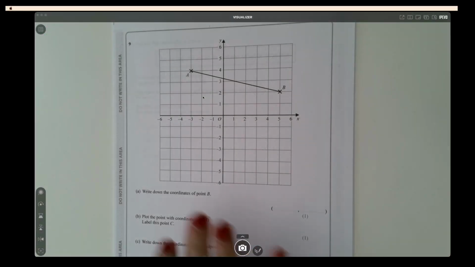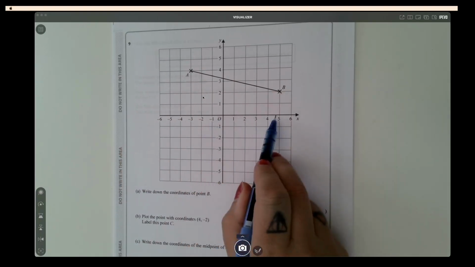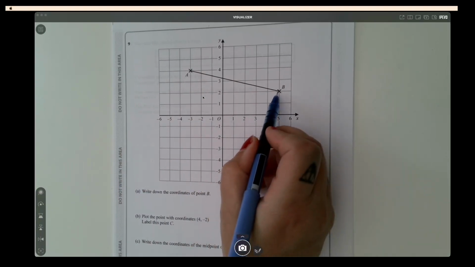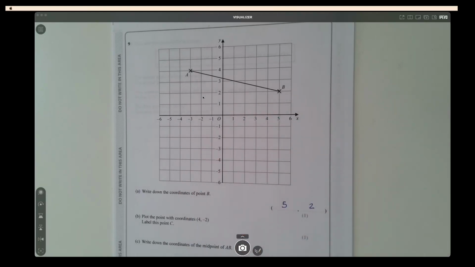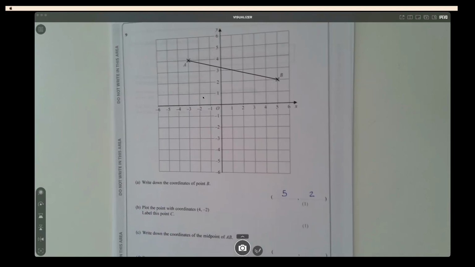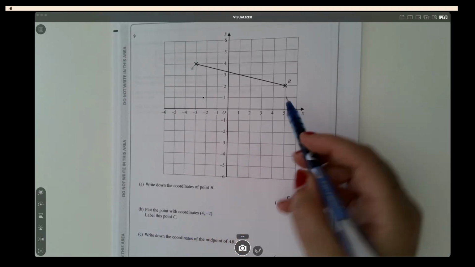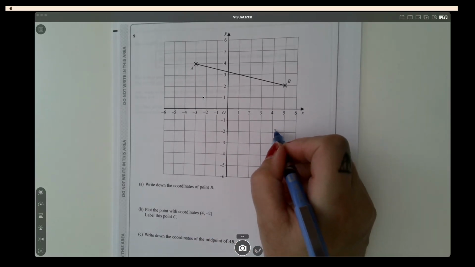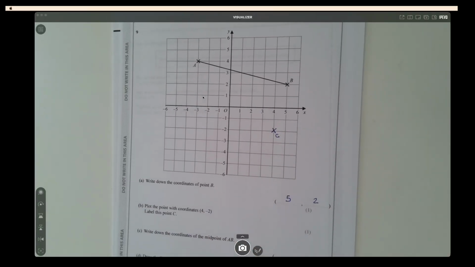Question 9. So we have a coordinate grid and we have a line segment drawn. Write down the coordinates of point B. So this is point B and we go along first. So point B lines up with 5 on the x-axis and then along to +2 on the y-axis. Part B, plot the point with coordinates 4, -2. Label this point C. So 4, +4 on the x-axis and then -2 on the y-axis. So this is point C.